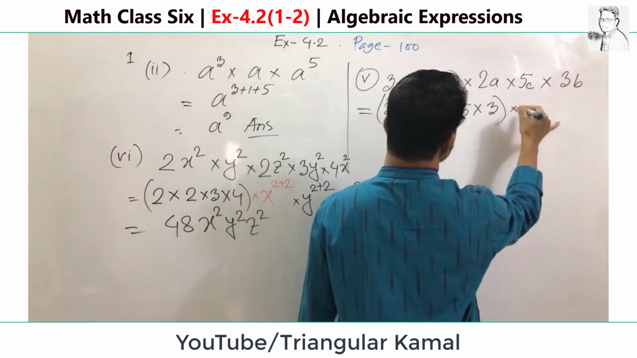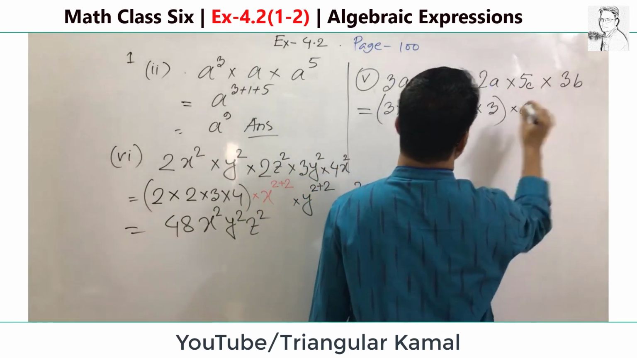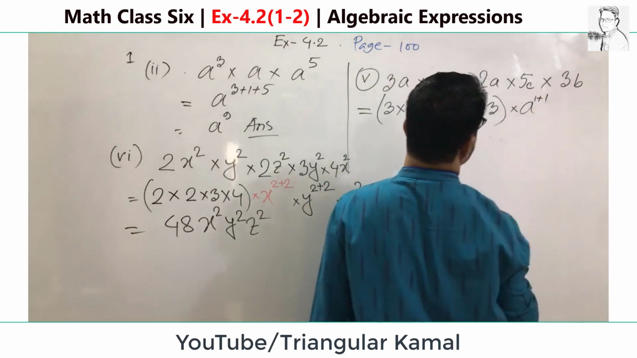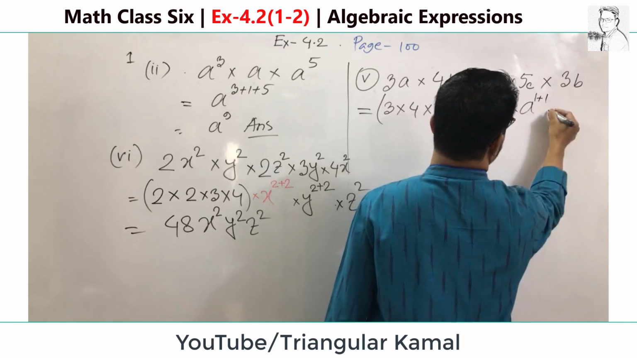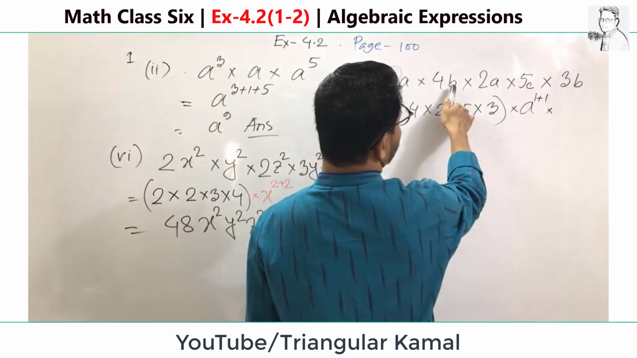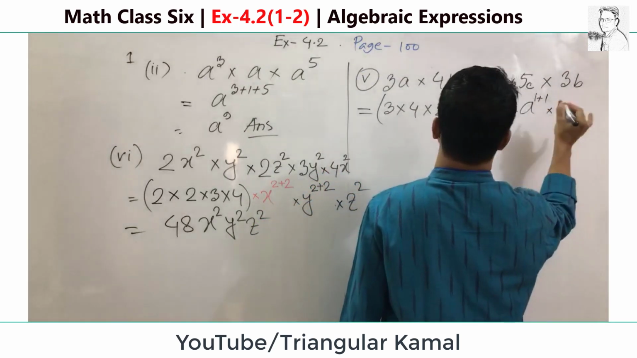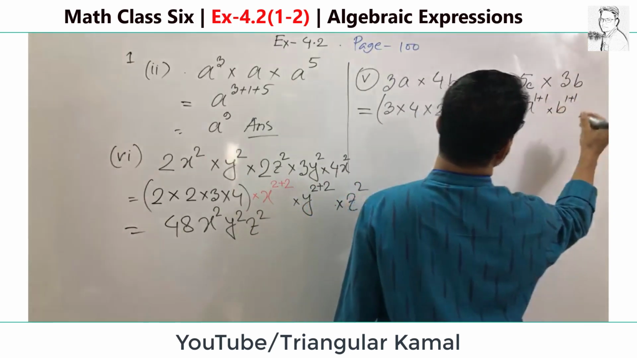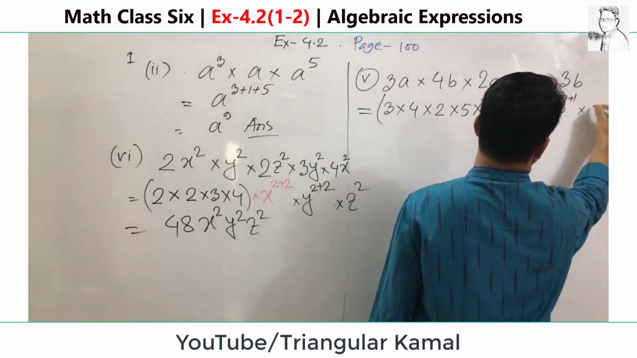And what we see here is a. The a to the power, there is 1 and 1. So 1 plus 1, a to the power 1 plus 1. Multiply with b. b to the power 1 plus 1. And now c, we see here only one c.